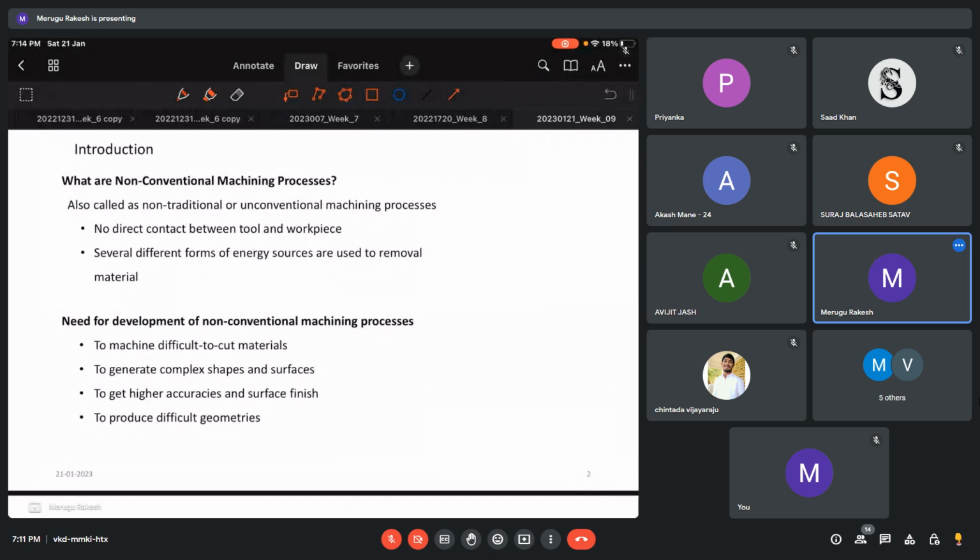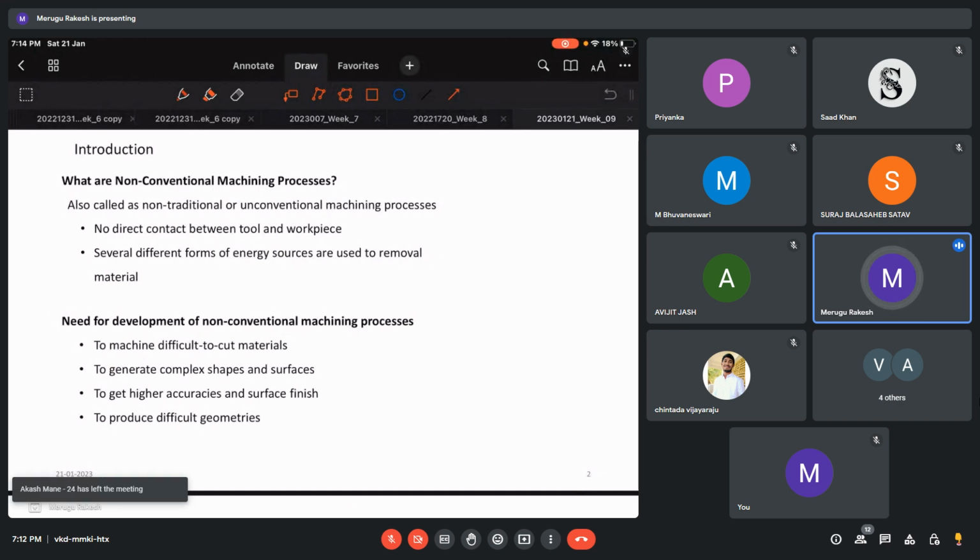So that is the main difference, you can say, between these non-conventional and conventional processes. Now we come to the need: why do we go for non-conventional processes if there are conventional processes already available for performing the entire job?